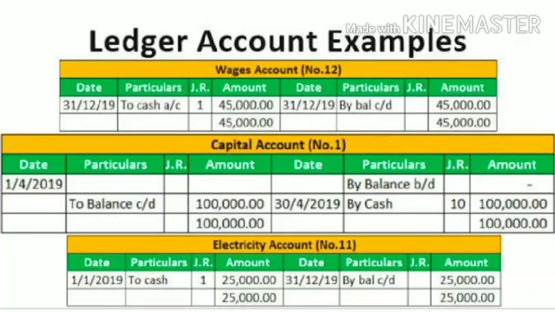All these steps are repeated for posting to the account to be credited, but with one difference. In the particulars column, the name of the account to be credited is entered preceded by the word "by".